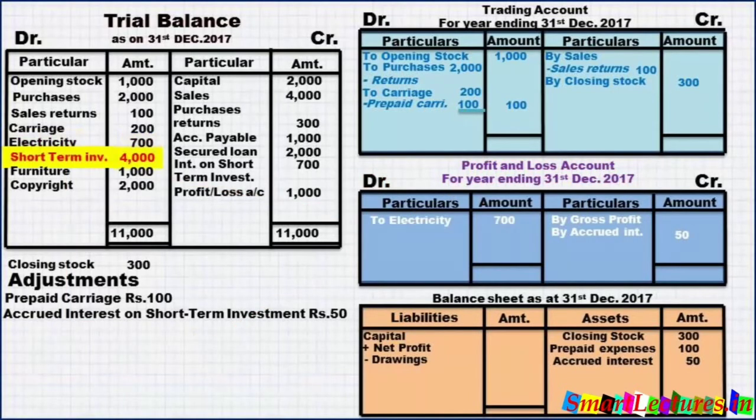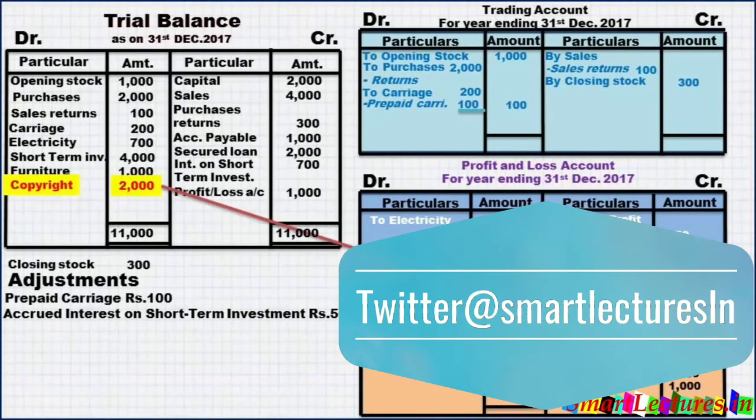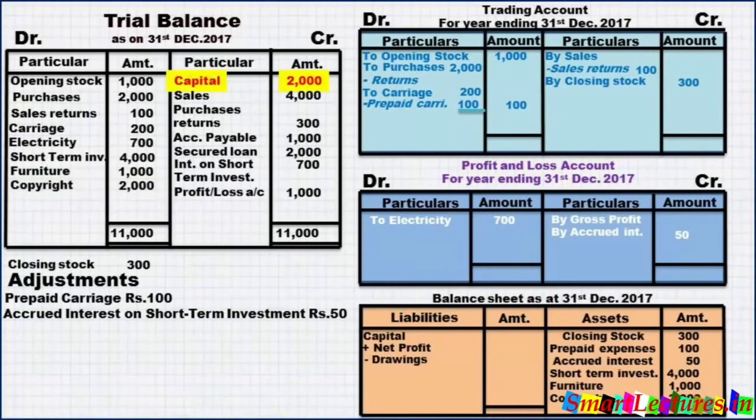Short-term investment 4000, this is an asset, it will be taken to the asset side of the balance sheet. Furniture 1000 will be taken to the debit side of the balance sheet, it is an asset. Copyrights 2000 will be taken to the debit side of the balance sheet, meaning asset side. Then capital will be taken to the inner column of the balance sheet.